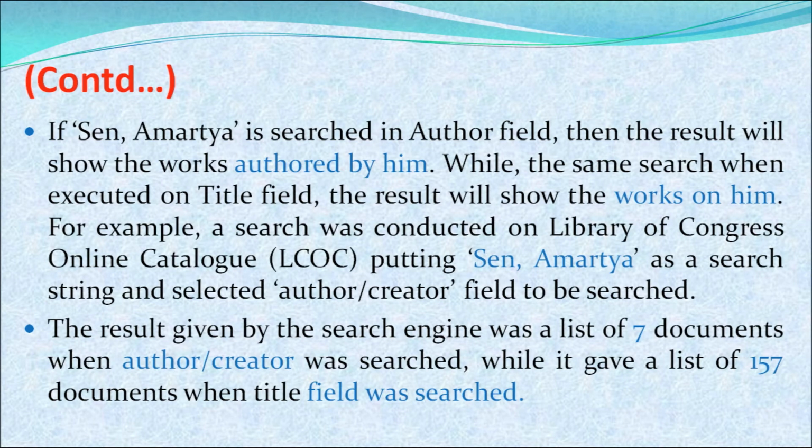For example, a search was conducted on the Library of Congress online catalog, LCOC, putting Sen Amrita as a search string and selecting the author/creator field to be searched. Results given by the search engine will be a list of 7 documents when author or creator was searched, while it gave a list of 157 documents when the title field was searched.